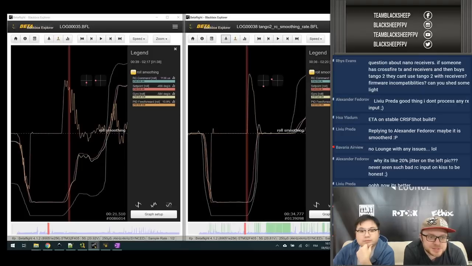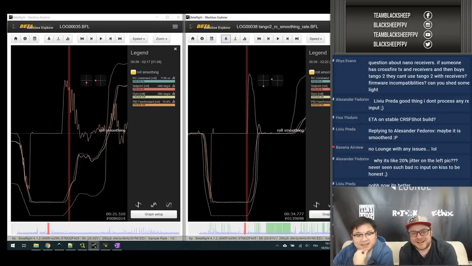Why is it like 20% jitter on the left pick? Never seen such a bad RC input on KISS, to be honest. That's Alexander. On KISS. Well, we're not going to trash Betaflight here. There are reasons why Betaflight is doing what they're doing.